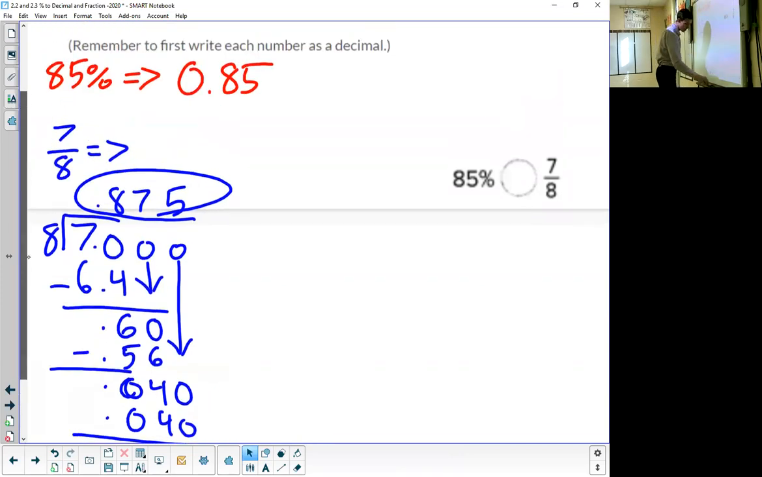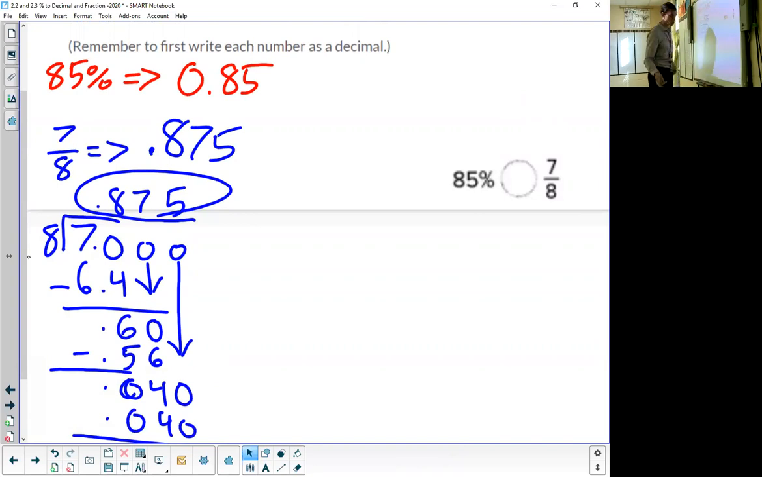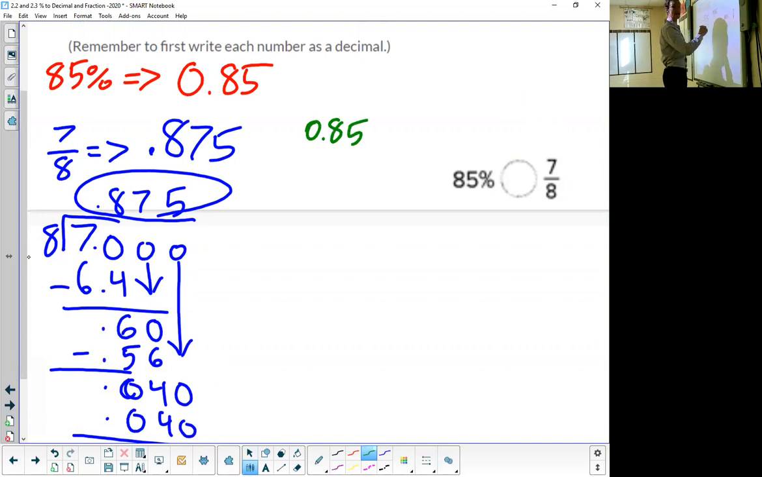We got that by dividing. So once we took our percentage and changed it into a decimal, and took our fraction and changed it into a decimal, we're able to compare them a little bit easier. We have Lucita's 85%, 0.85, and we have Henry's 7/8, 0.875. Now that we have decimals, we're able to compare them straight away.